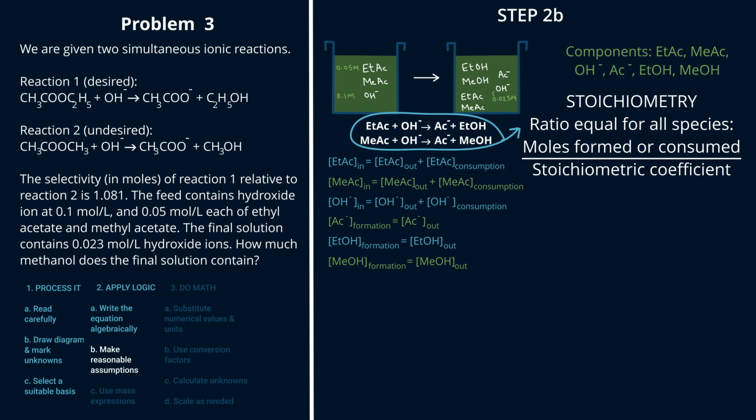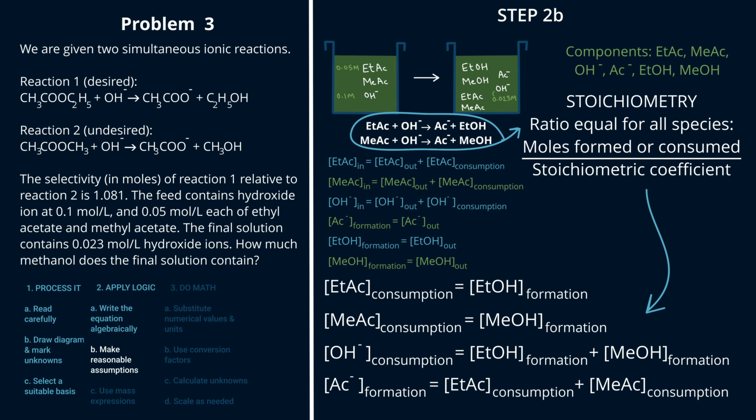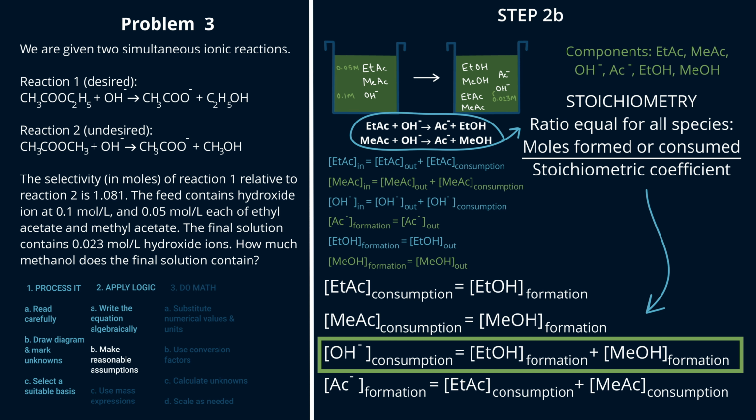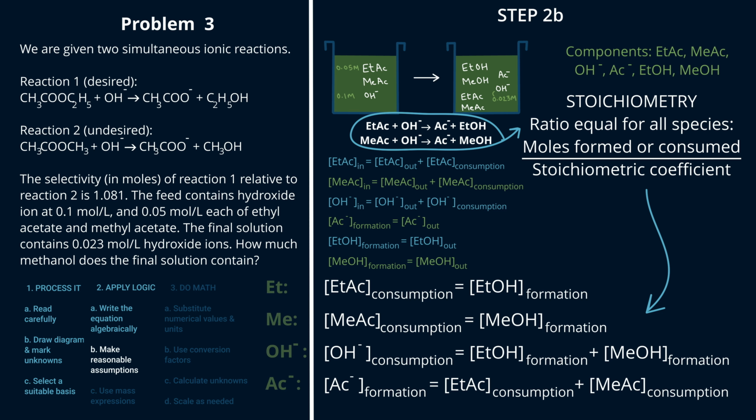We can use the reaction stoichiometry. The ratio of the change in the number of moles and the stoichiometric coefficient is equal for all species in the reaction. For example, in reaction 1, the moles of ethyl acetate consumed divided by the stoichiometric coefficient 1 is equal to the moles of ethanol formed divided by the stoichiometric coefficient 1. We can also add the similar stoichiometric equations for the simultaneous reactions to obtain the combined hydroxide ion consumption. Think of it as writing the balance for each type of participating ion in this problem.